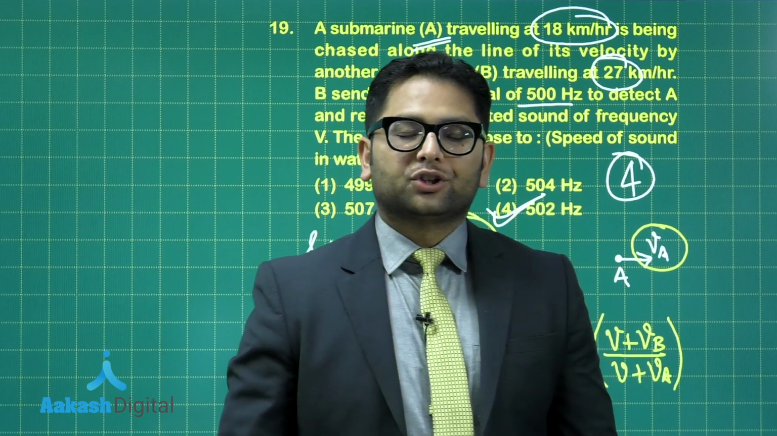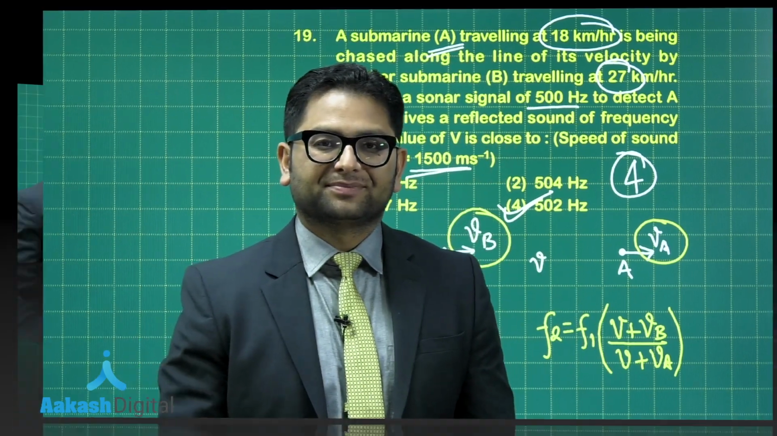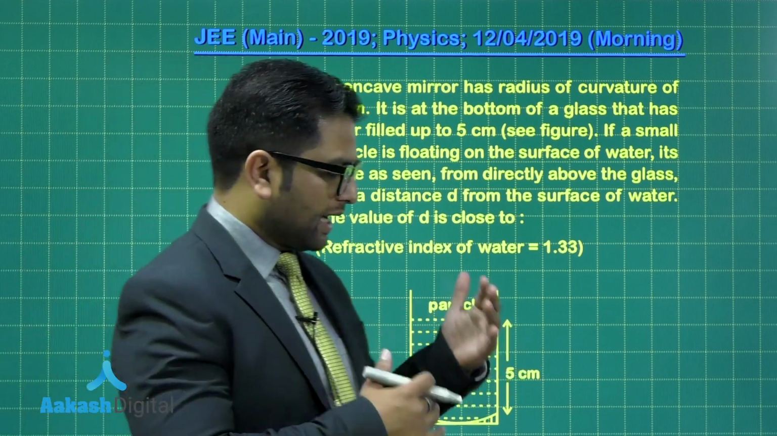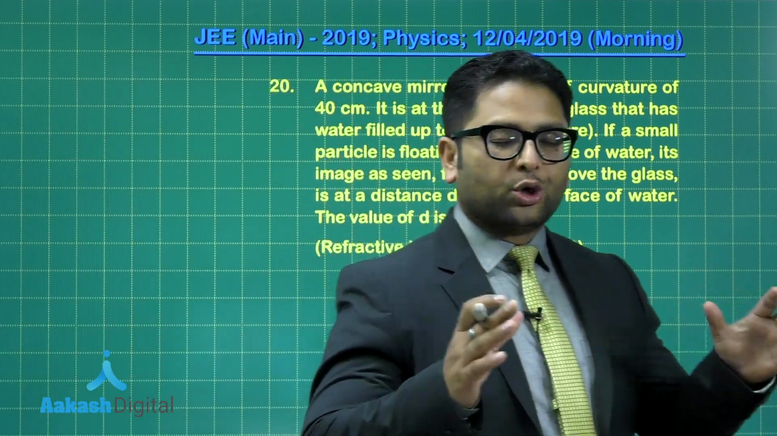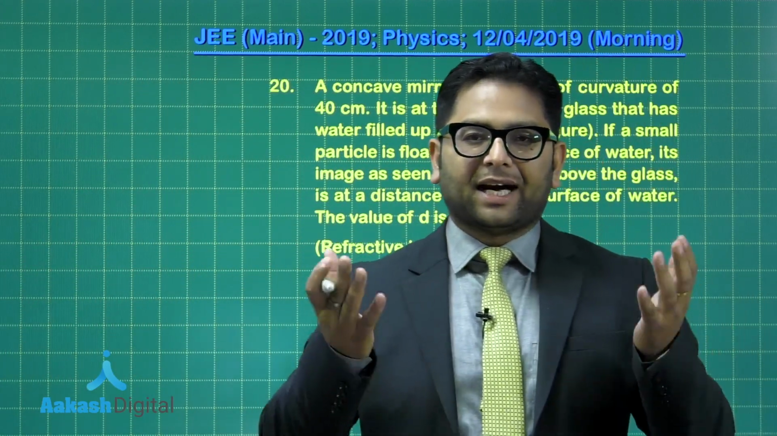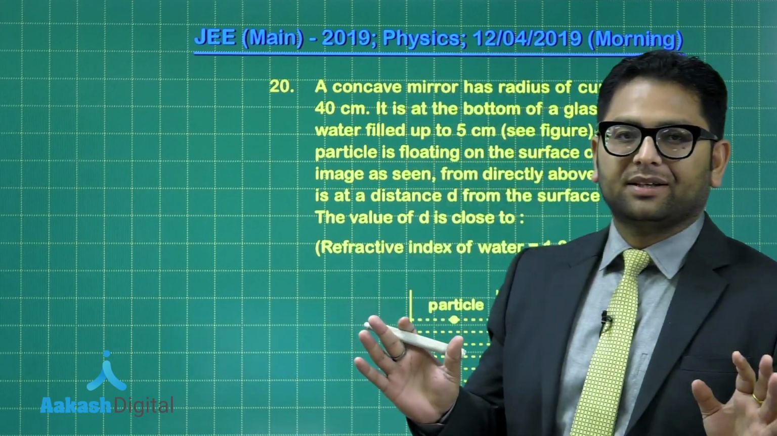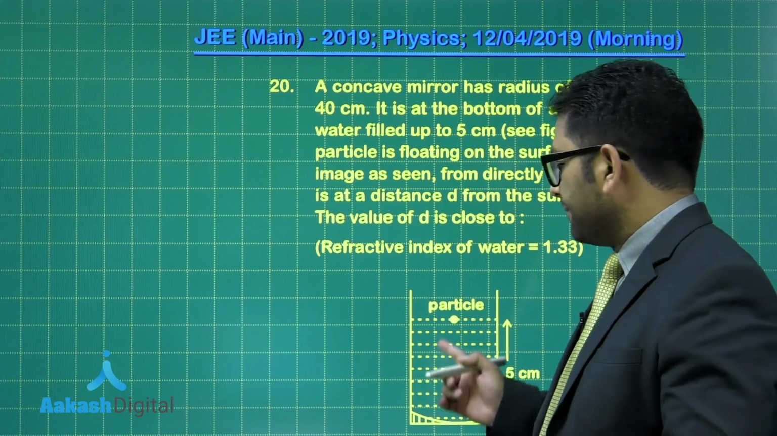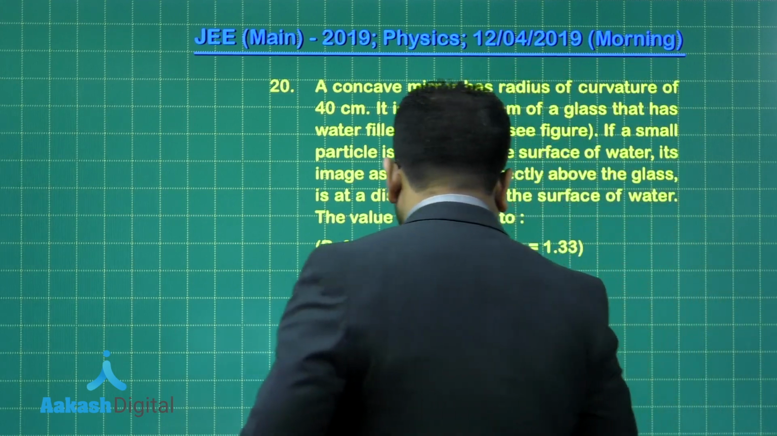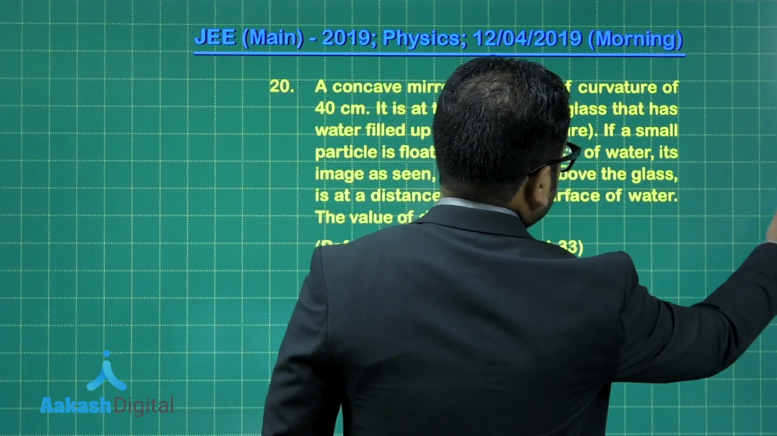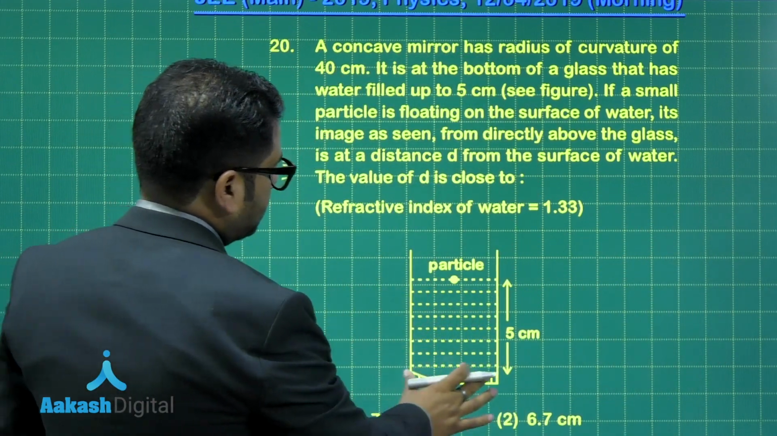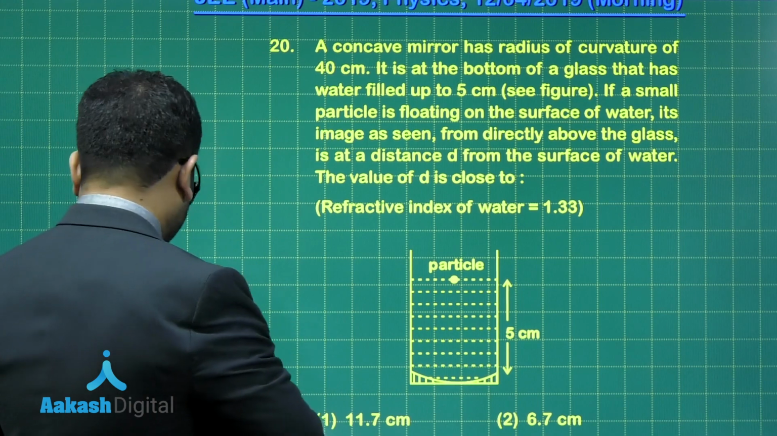Now let's move to the 20th question. The 20th question is in fact a nice combination, though if you have practiced a bit higher level questions, this should not be a trouble. There is a concave mirror down and water, and there is a particle. The depth is given there, which is 5 centimeter. So what does it say? The concave mirror has a radius of curvature 40 centimeter.